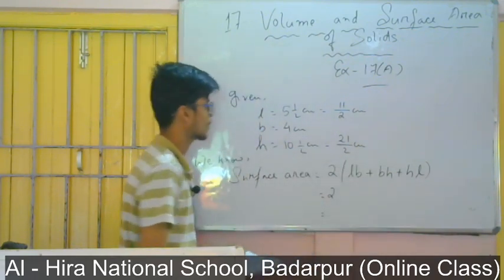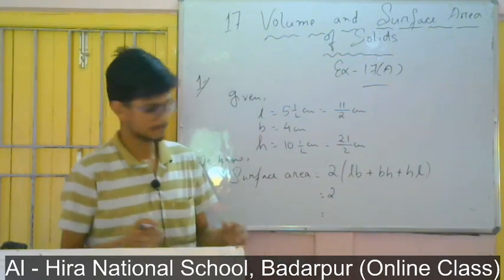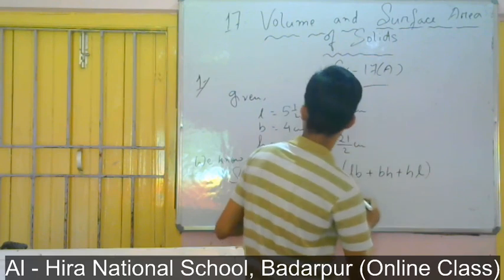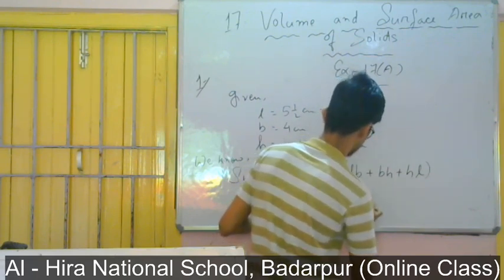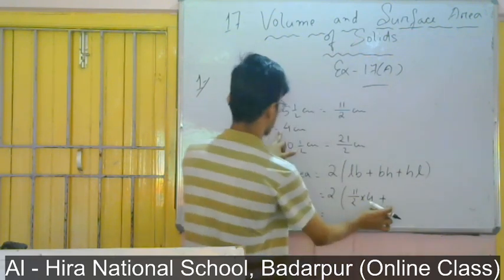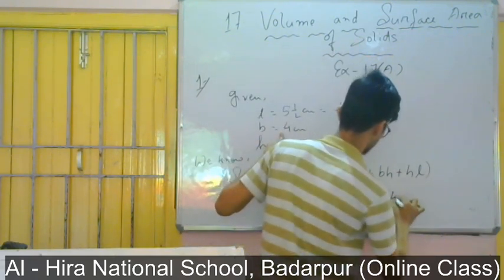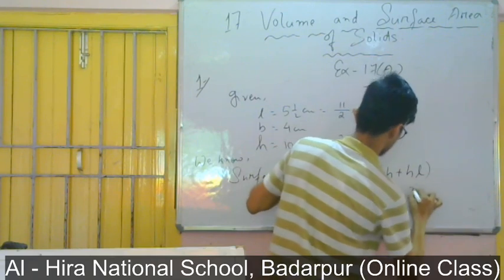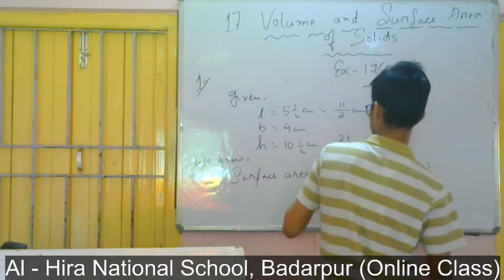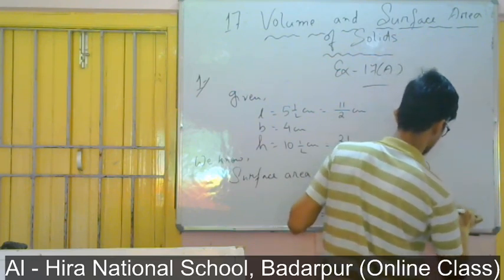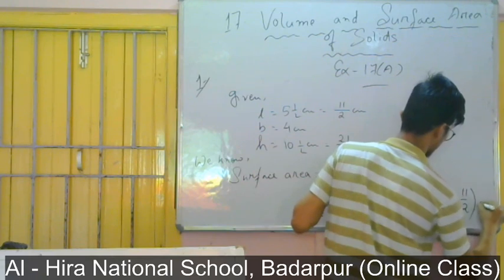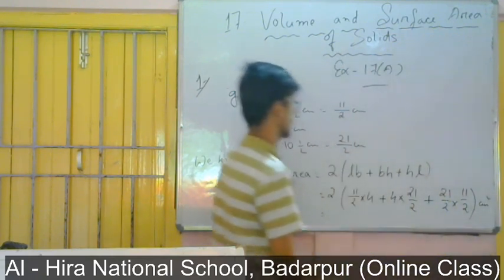So now I will put the value here, same like earlier. In place of length, I will put this one. Length will be 11 by 2. Breadth here it is given as 4. So here I will write 4. Then plus sign. Then again 4 into breadth, here it is given as 21 by 2. Then again plus HL. Here height is 21 by 2 into, and length is 11 by 2. Unit will be centimeter square.